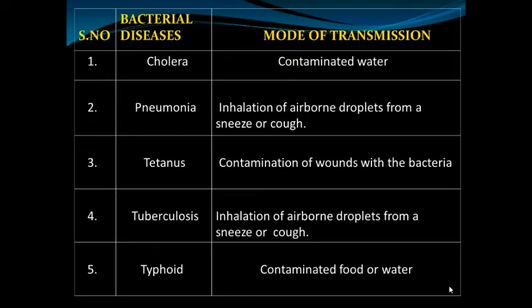So these are the bacterial diseases. List the 5 bacterial diseases: cholera, pneumonia, tetanus, tuberculosis and typhoid. The mode of transmission of cholera is through contaminated water, and of pneumonia through inhalation of airborne droplets from a sneeze or cough. Tetanus is through contamination of wounds with the bacteria. Similarly, tuberculosis is through inhalation of airborne droplets from a sneeze or cough, and typhoid is through contaminated water or food.